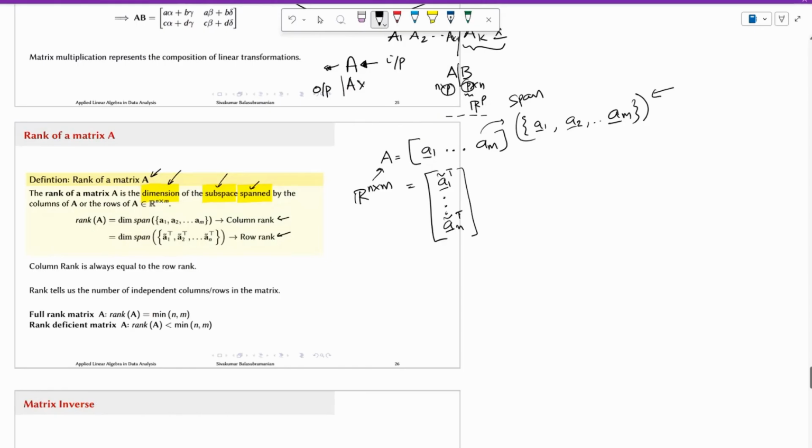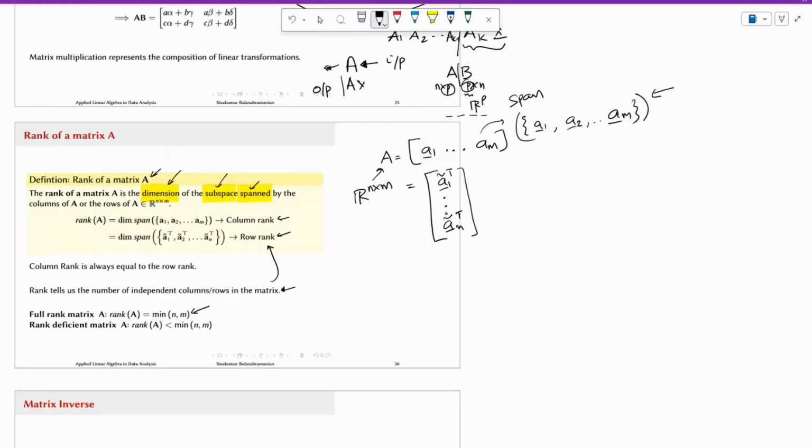Now, what the rank tells you is essentially the number of independent columns you have in a matrix or the number of independent rows you have in a matrix. That's essentially related to the idea of dimension of the span of the columns or dimension of the span of the rows.